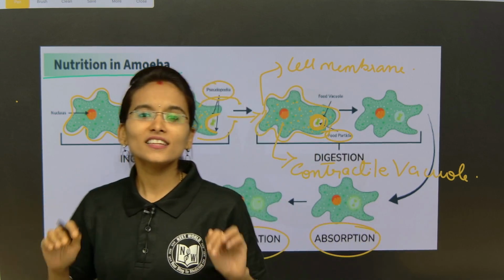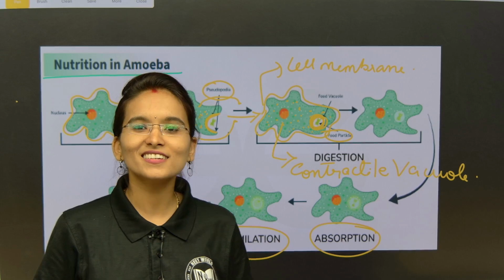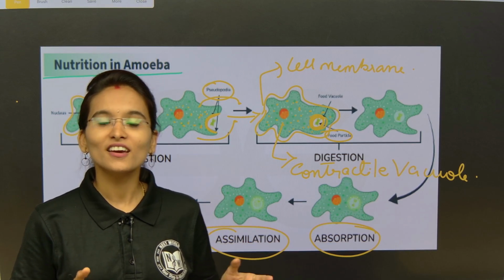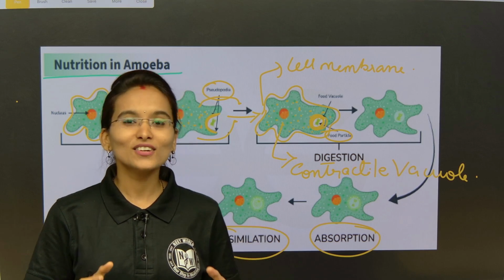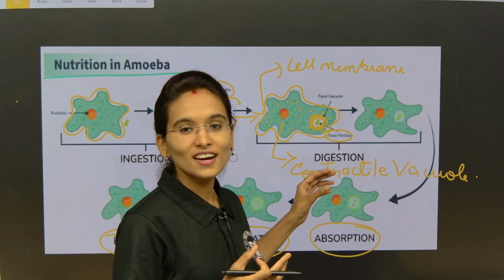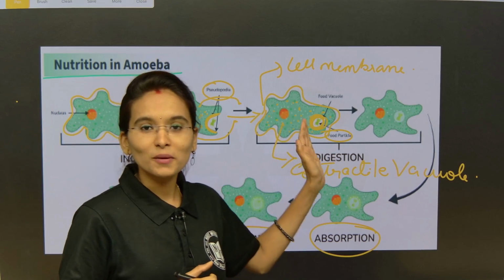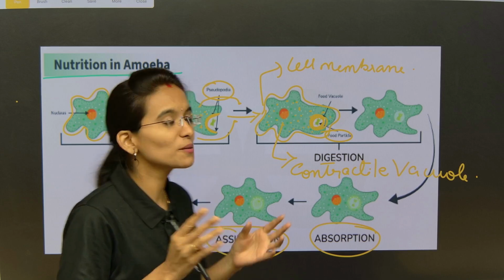Usually the entire process we have discussed is also called phagocytosis, my dear students. You are also going to learn about phagocytosis in your 9th standard. As of now it is just about the nutrition in amoeba. Only 3 or 4 steps are very important to be remembered, my dear students.